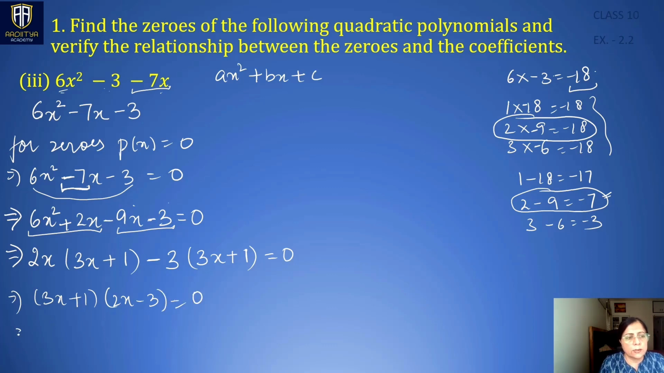Equating this to zero, we get our zeros as x is equal to minus 1 over 3 and x is equal to 3 over 2.